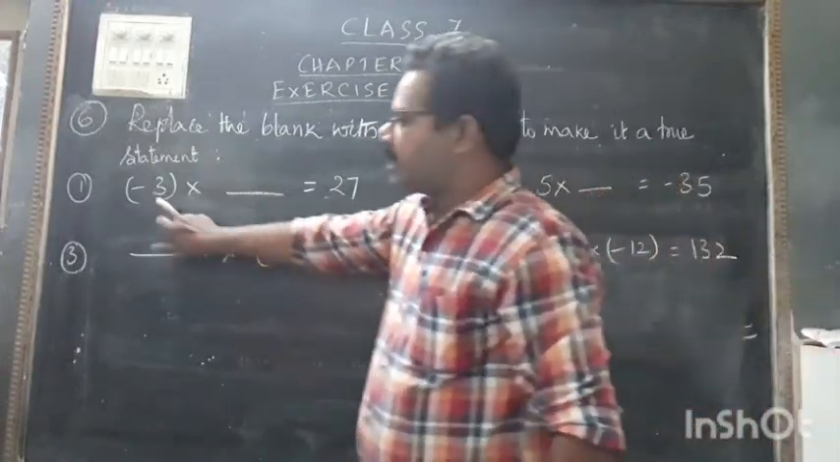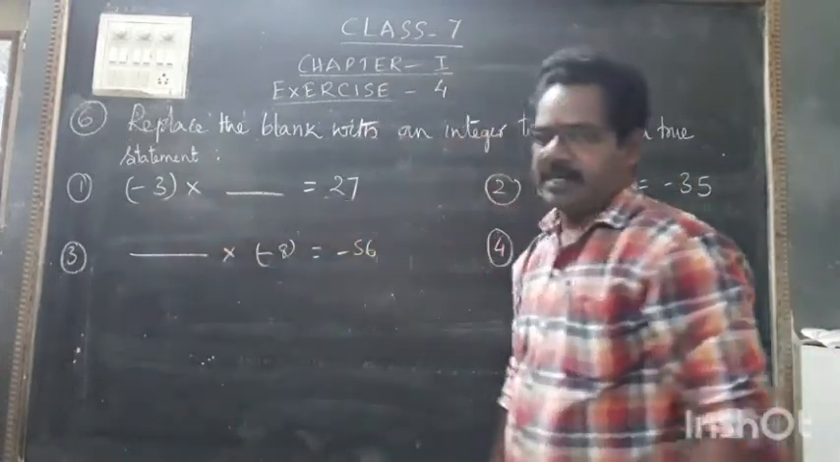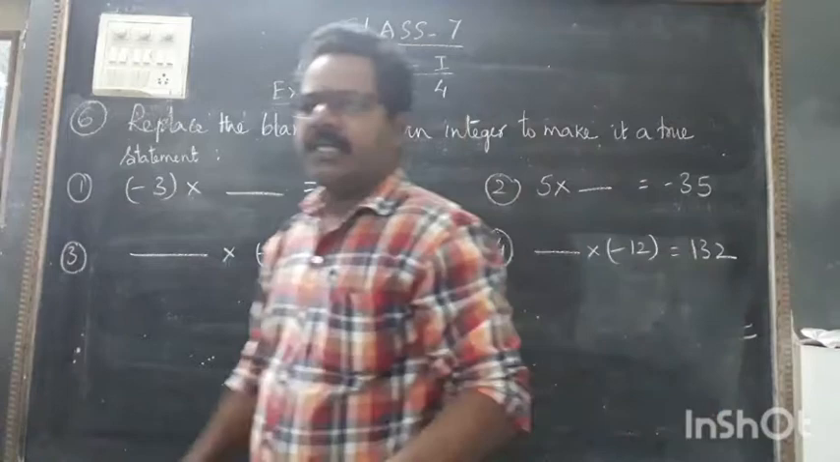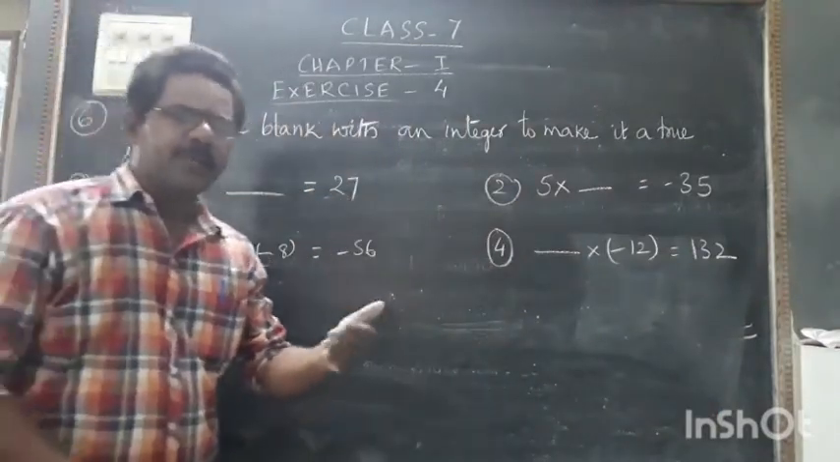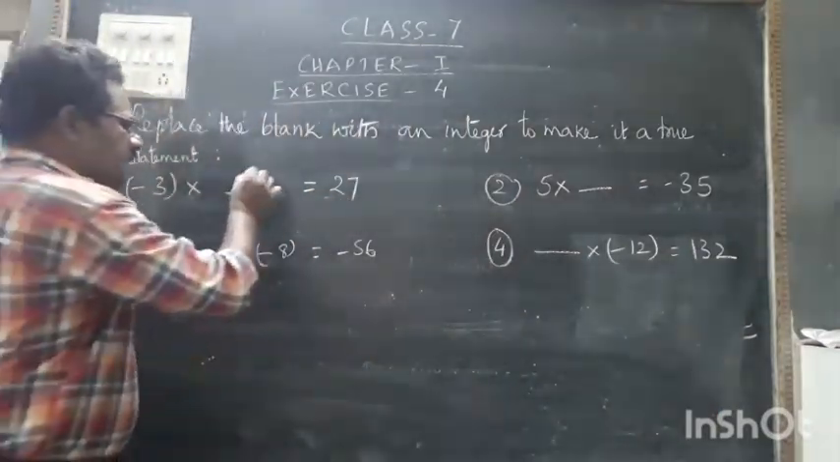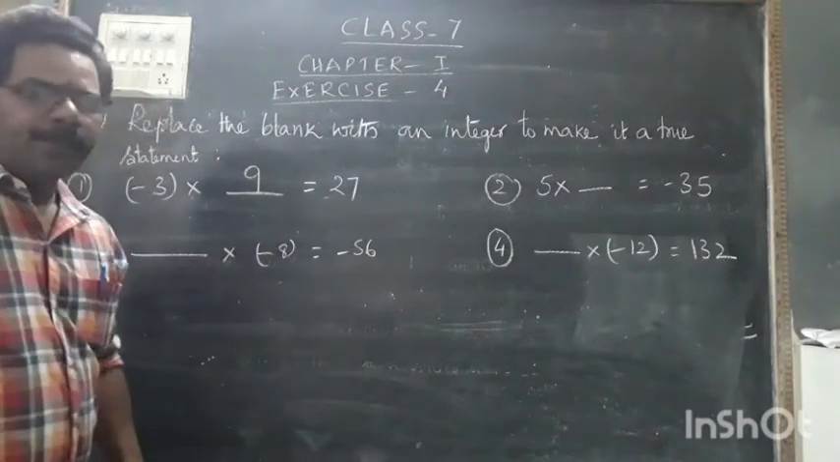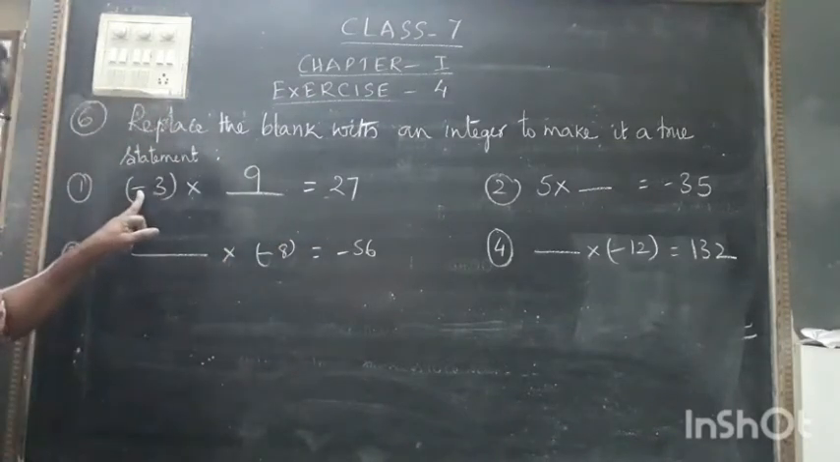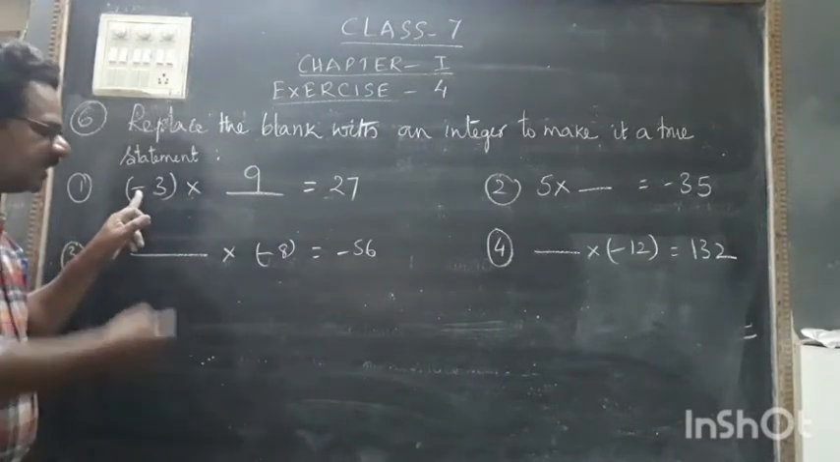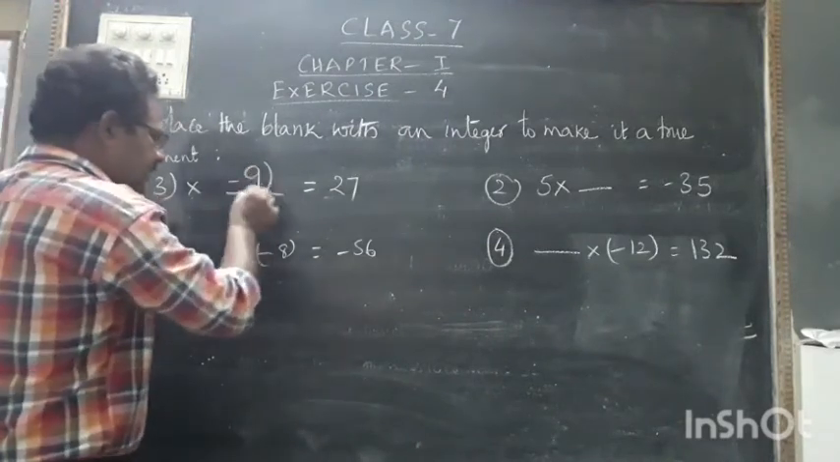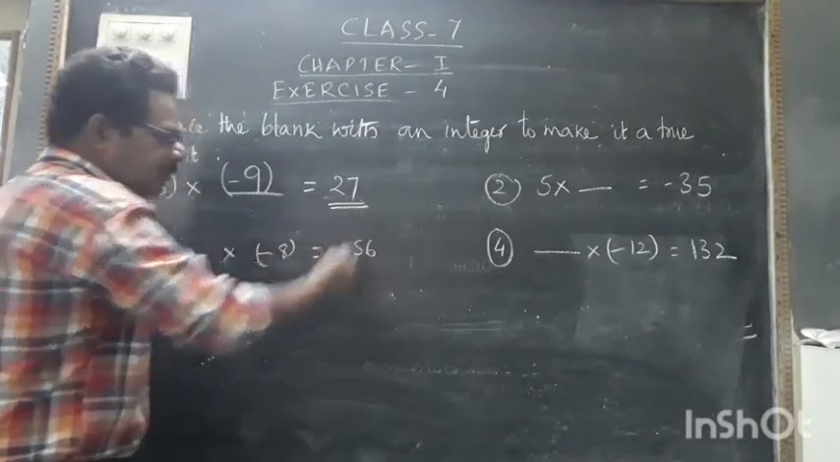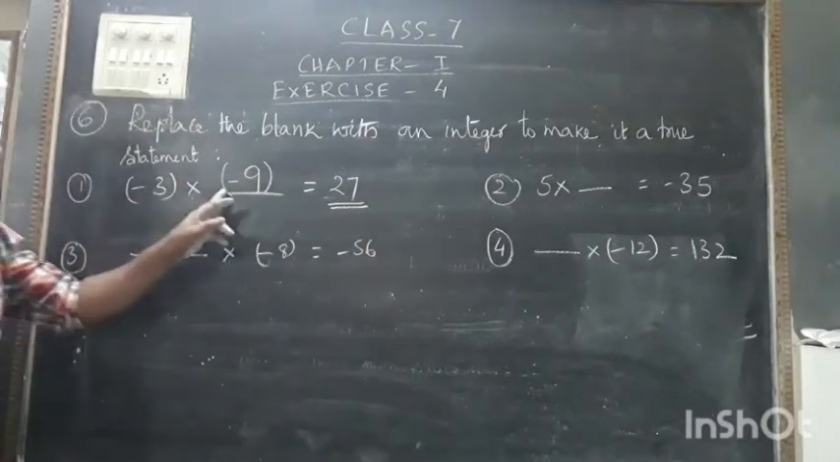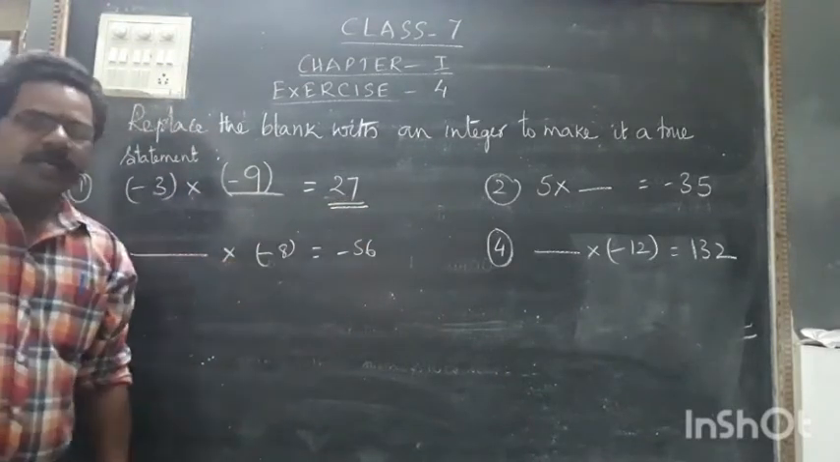Okay. Minus 3 into dash is equal to 27. Actually, if you read the 3 table, 3 1 ja, 3 2 ja 6, 3 3 ja 9, and like that, 3 9 ja 27 we know. But here the negative symbol minus is there. So minus is multiplied with another minus, minus into minus is equal to plus. So minus 3 into minus 9 is equal to 27.